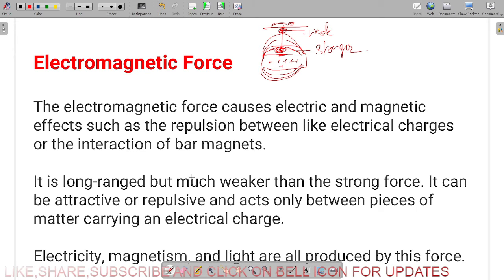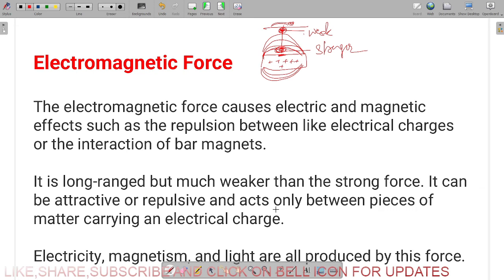It is long ranged but weaker than the strong force, it can be attractive or repulsive, and acts only between pieces of matter carrying electrical charge. That means the electromagnetic force acts among those objects which carry electrical charges.